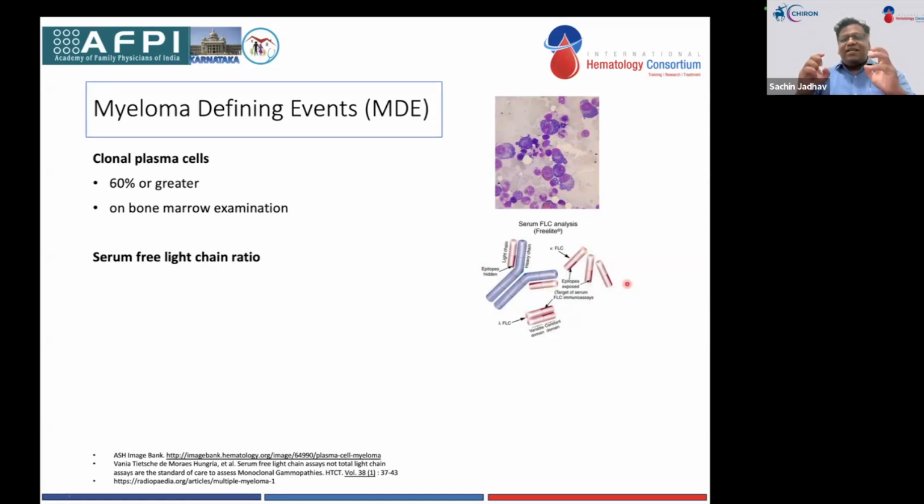These light chains are free, they are extra. Unnecessarily, it is making them because it is damaged. And these light chains are not sticking to heavy chain. And there is a blood test for it, which we call the serum free light chain ratio.